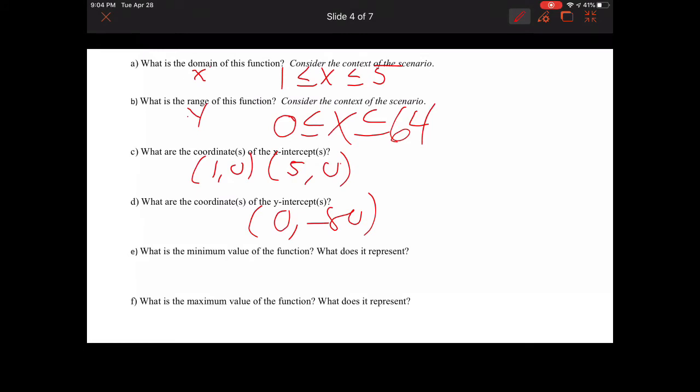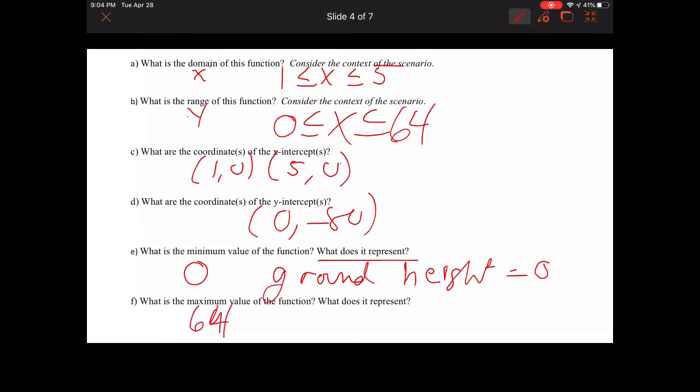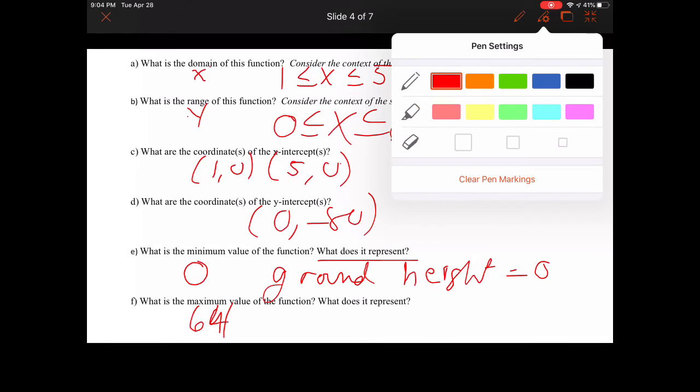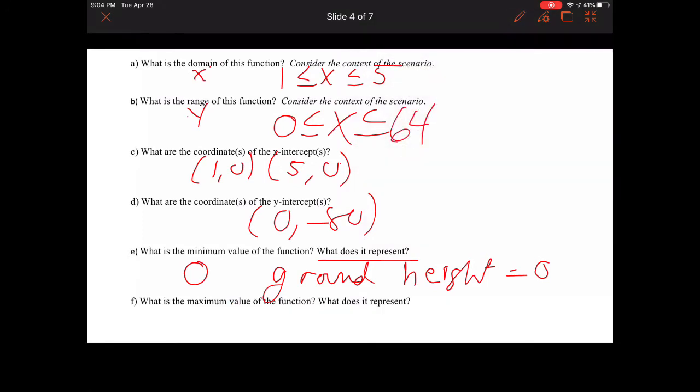Okay, it says, what is the minimum of this graph? And we all know it's 0. So the minimum is 0. And it says, what does this represent? Well, that's literally the ground, right? So you could say that the height is 0 if you want, but that's the ground. And it says, what is the maximum? The maximum is 64. Oops, that looks like a 9. Is that right? Give me a sec. All right. The max is 64.